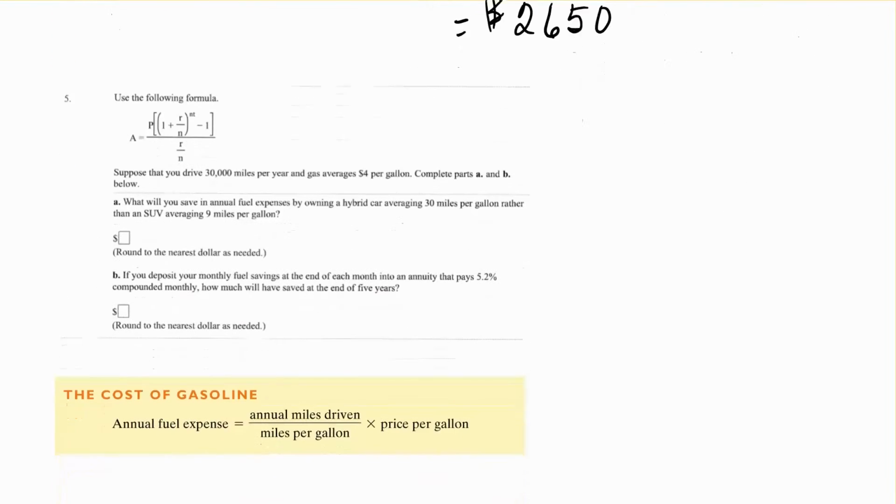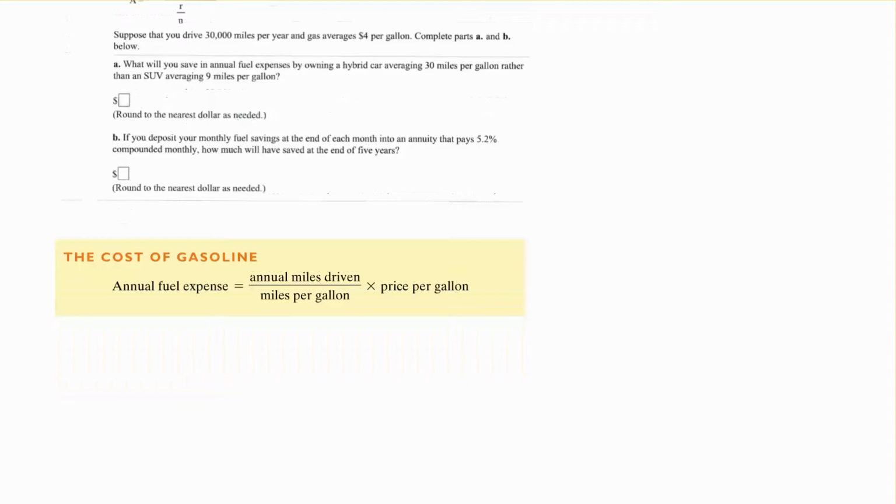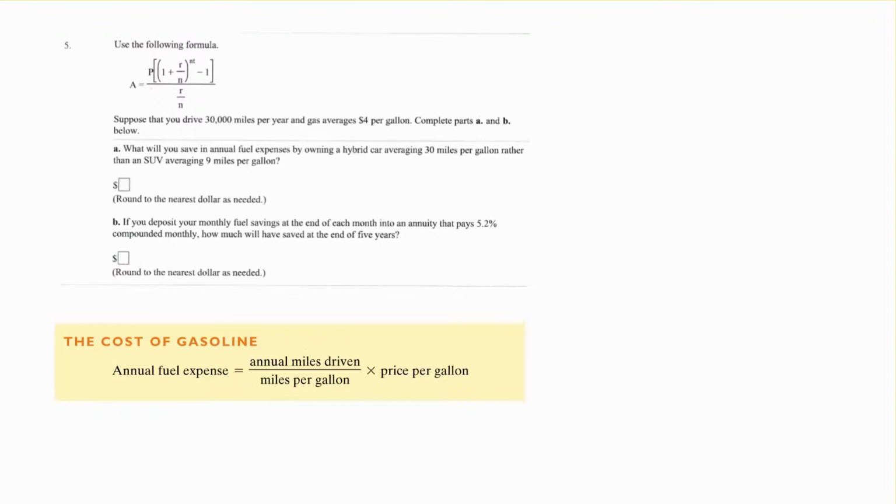Okay, our last problem is a little bit more involved. We are not going to use the formula that's up here. We are instead going to use our TVM solver when we need to. But let's take a look at this. So we don't need that.